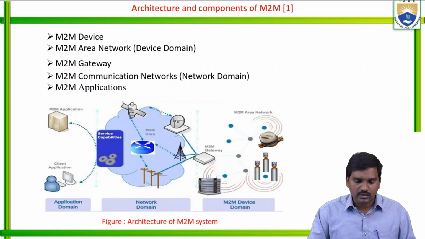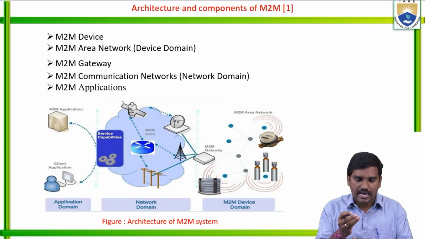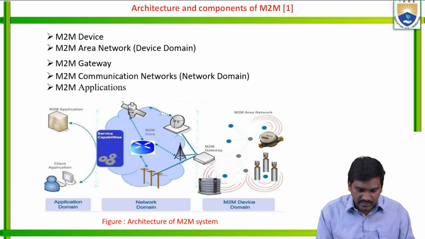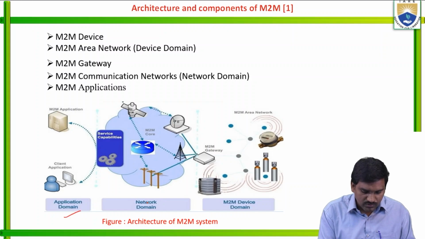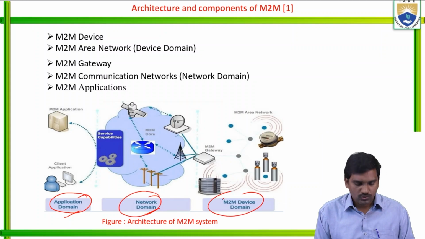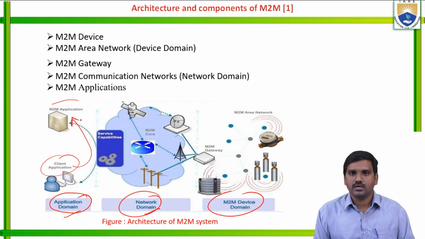Next, after the key features, we are going to discuss the architecture and components of machine to machine. In the architecture we have some key points: M2M device, M2M area network, M2M gateways, M2M communication networks, and M2M applications. Along with that we have the architecture of machine to machine. This architecture has three domains: application domain, network domain, and M2M device domain. In the application domain, there is communication between M2M applications. This is the client application, which can develop and use M2M applications and develop the communication.